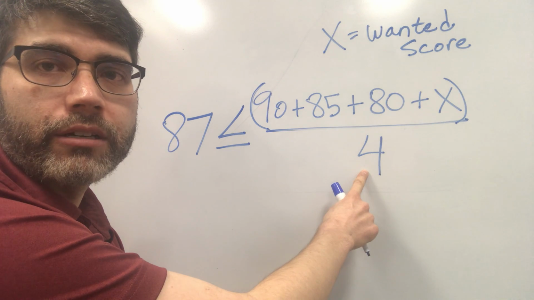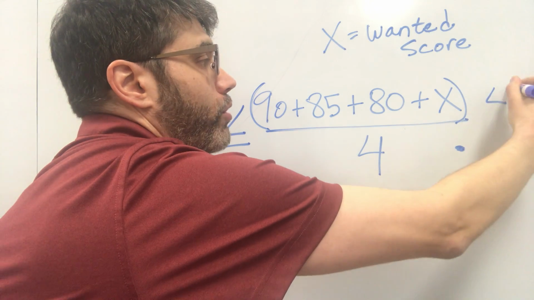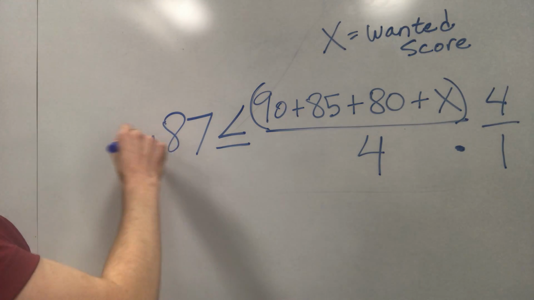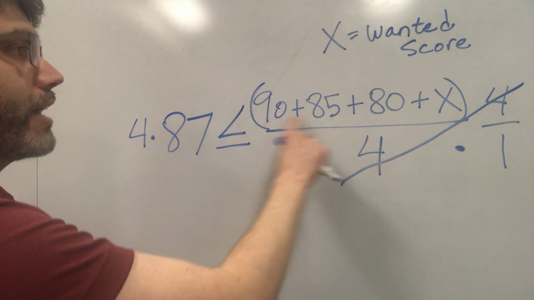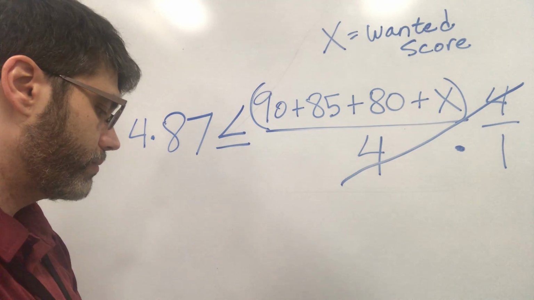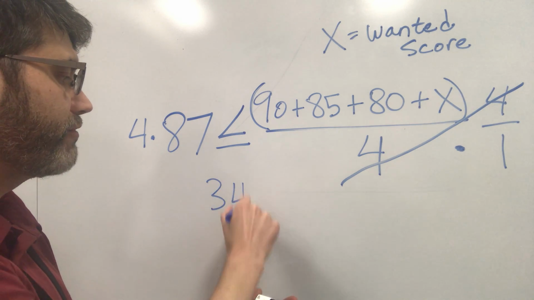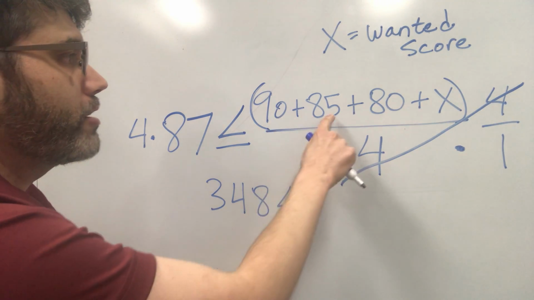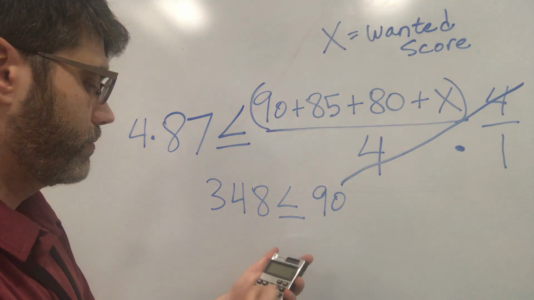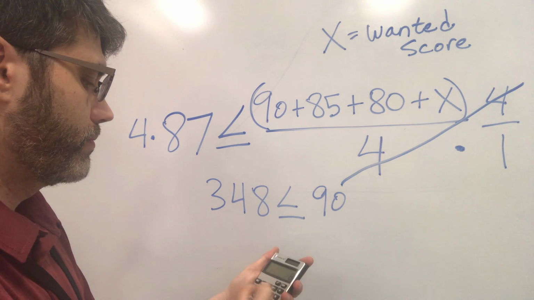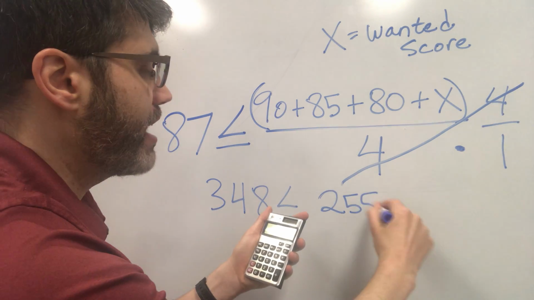4 is in the denominator, so multiply both sides by 4. In the numerator, you're left with 4 times 87, which is 348, and then all of these. Now let's add these together. That's 255 plus x.